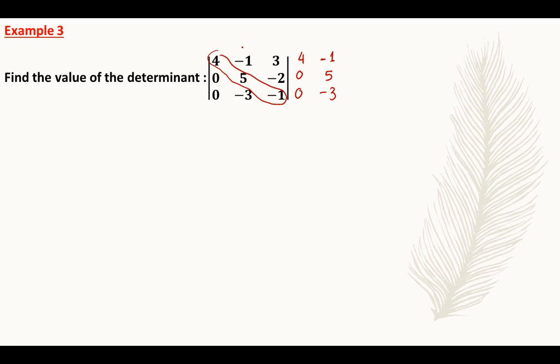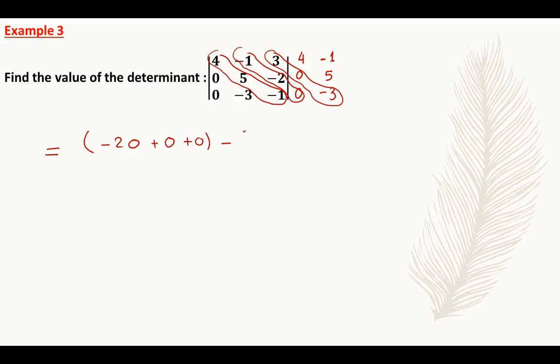Okay, here we multiply these together, and then here are the 3 diagonals. Now it will be equal to 4 times 5 times negative 1, which equals negative 20. Here negative 1 times negative 2 times 0 equals 0. And 3 times 0 times negative 3 is also equal to 0.